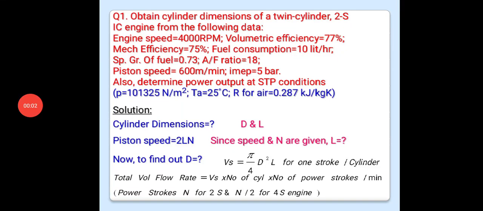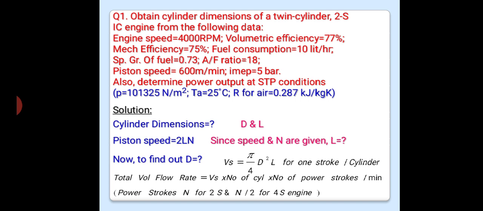Obtain cylinder dimension of a twin-cylinder two-stroke IC engine from the following data. Engine speed 4000 rpm. Volumetric efficiency 77%. Mechanical efficiency 75%. Fuel consumption 10 liter per hour. Specific gravity of fuel 0.73.